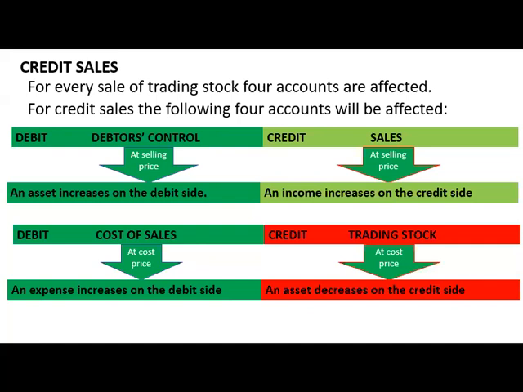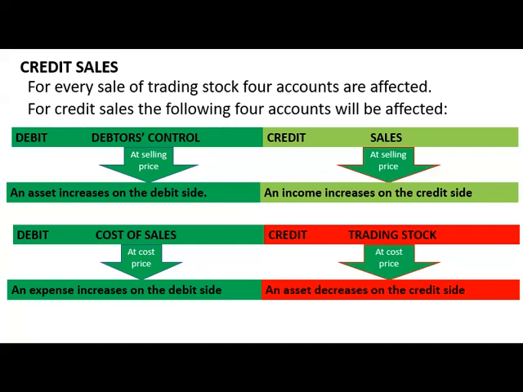So remember these four accounts. Debtors control goes with sales. Both of them will increase at selling price. However, debtors control will increase on the debit side because it's an asset. Sales will increase on the credit side because it is income. So income also increases equity. Don't forget that. The other two accounts that are affected will be cost of sales and trading stock.